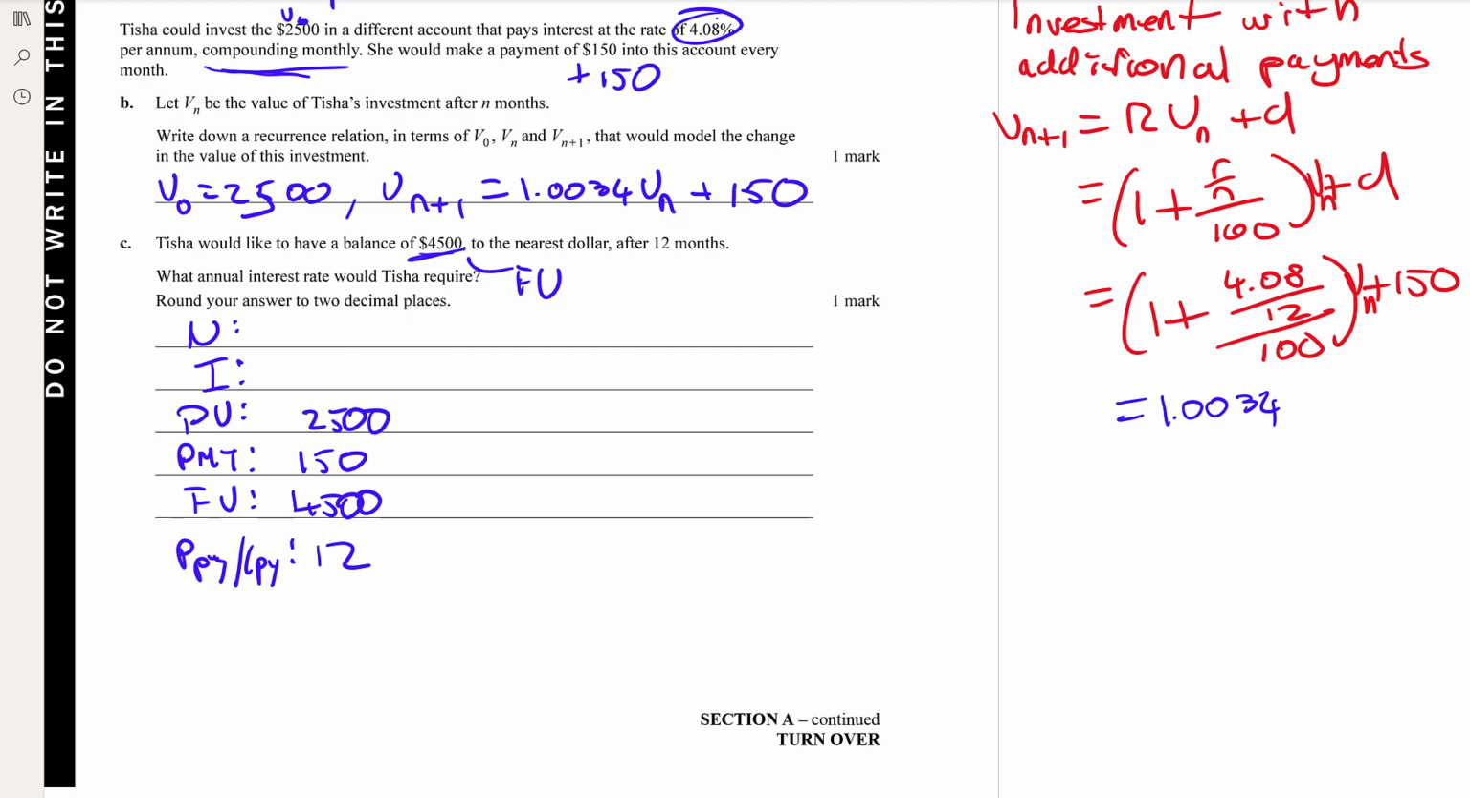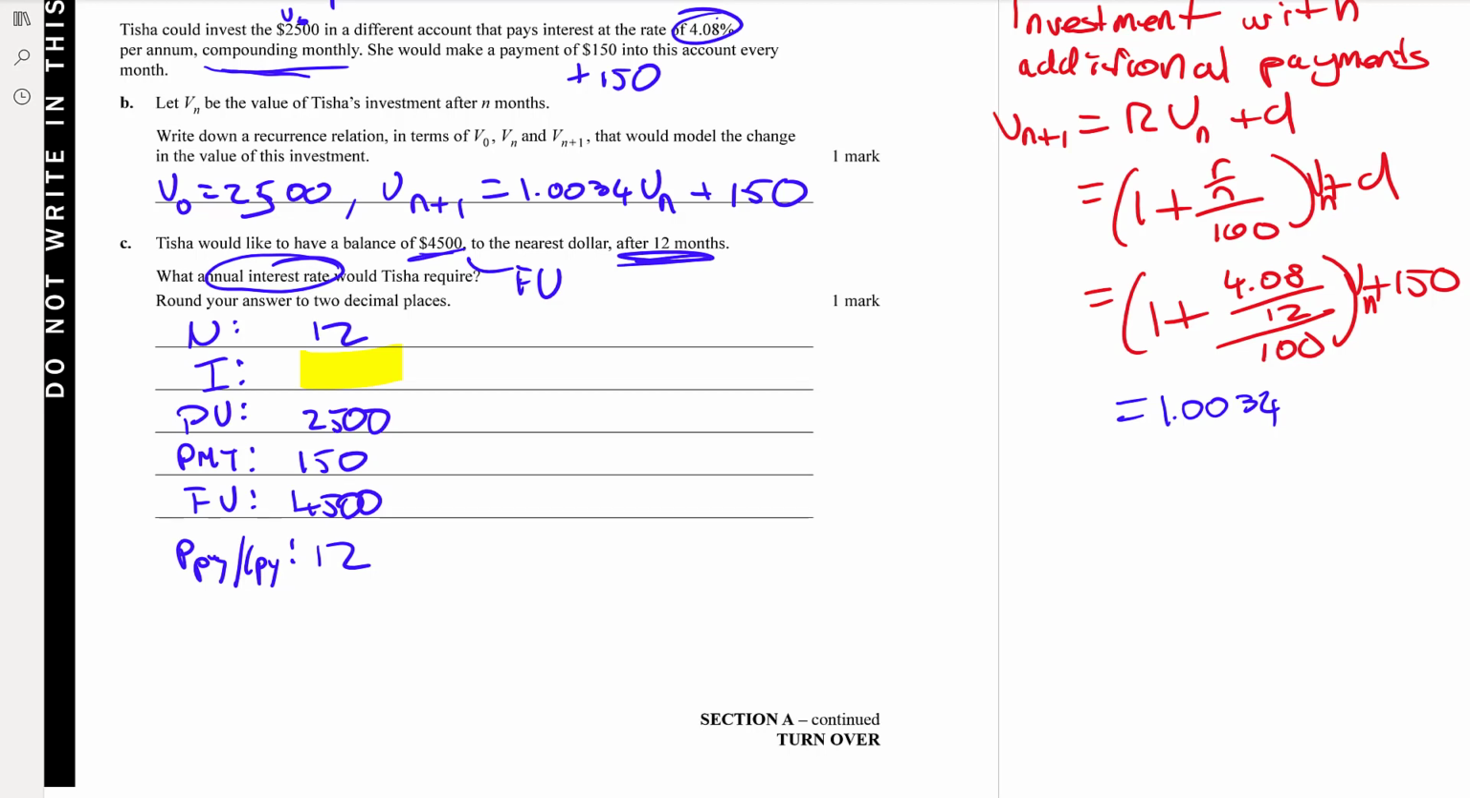Okay. What's the annual interest rate? What we need to put in there is nothing. We're going to calculate that. So let's put a highlighter there to say that's what we're going to put in. And how many payments? It's 12 after 12 months. So that's what I'm going to put 12 in there.